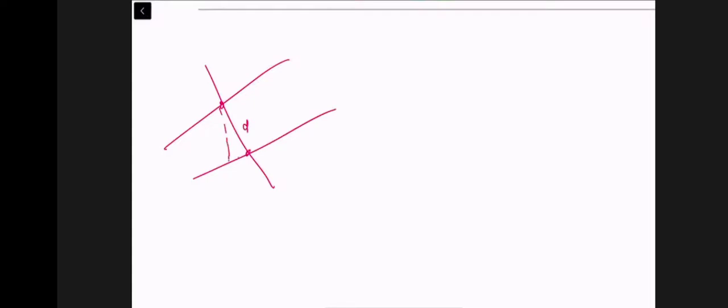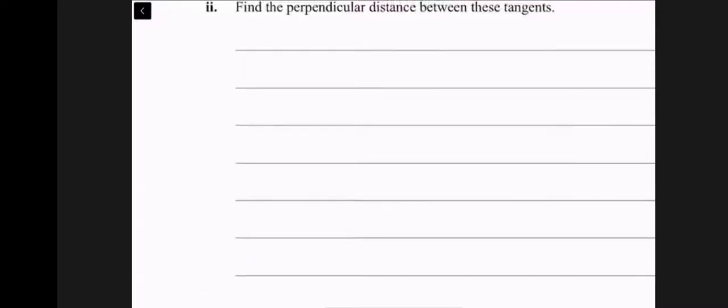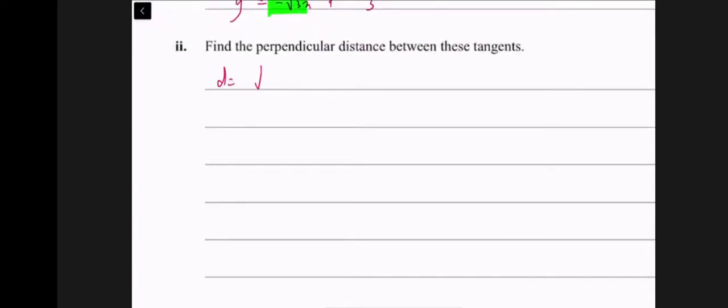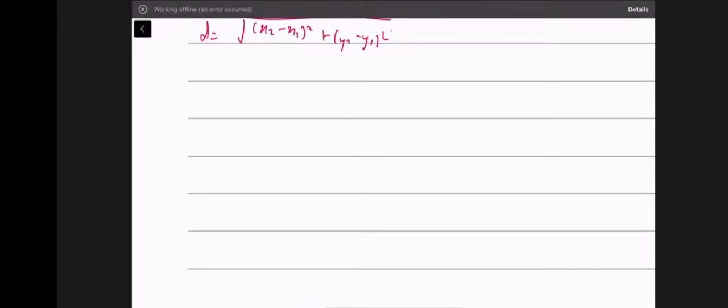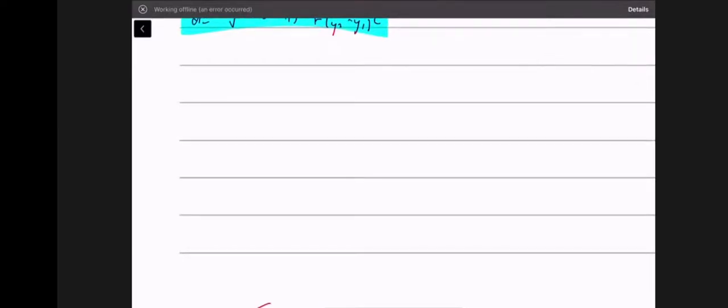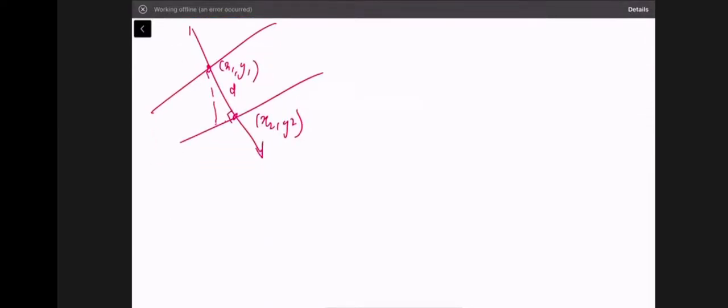So the right angle is here. So yeah, it's like x1, y1, and then x2, y2. So then distance is square root of x2 minus x1 squared plus y2 minus y1 squared. So that's the formula I use, but the other things you have to figure out are the perpendicular line here, so you can actually find the points of intersection.